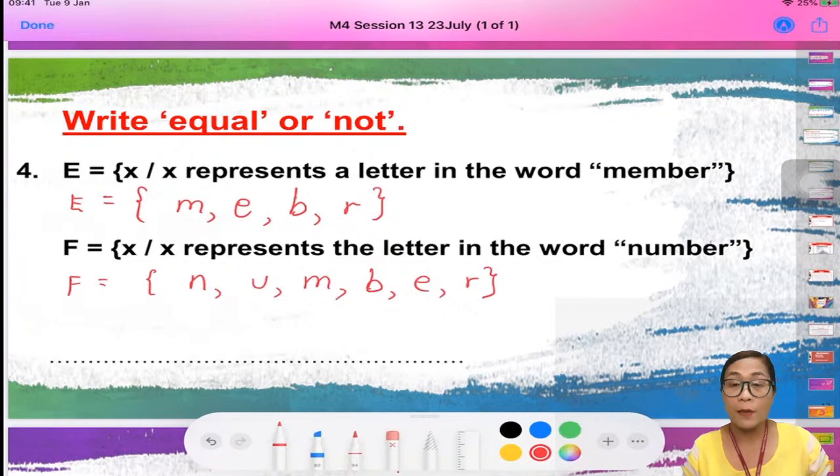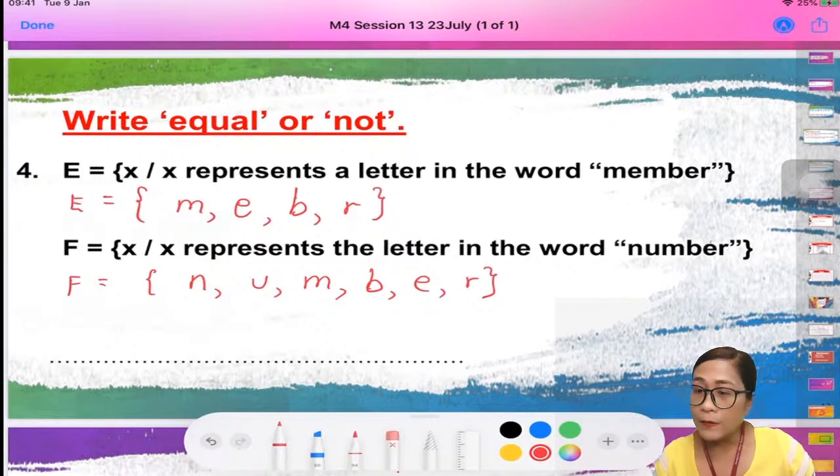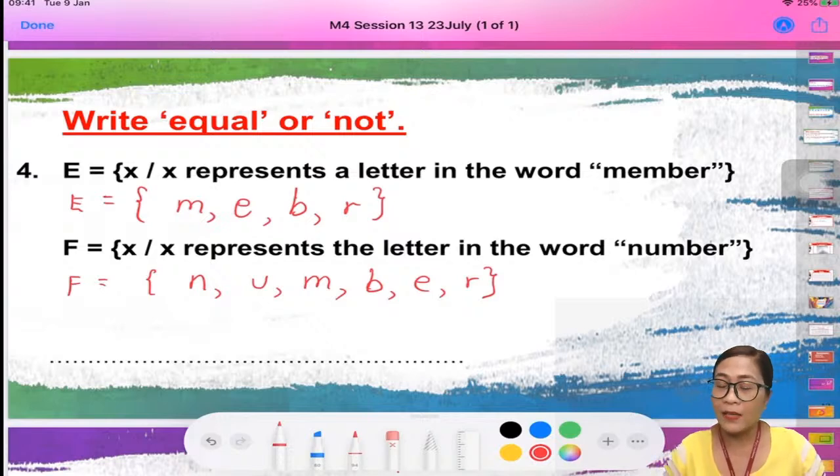So what can you say about number 4, students? Who can give the answer? Is it equal or not? Can you type down your answer so I can see if you can answer it correctly? Any student can answer, so you can see it. I'll wait for your answers in a few seconds. Yes, give me the answer. Number 4, equal or not?